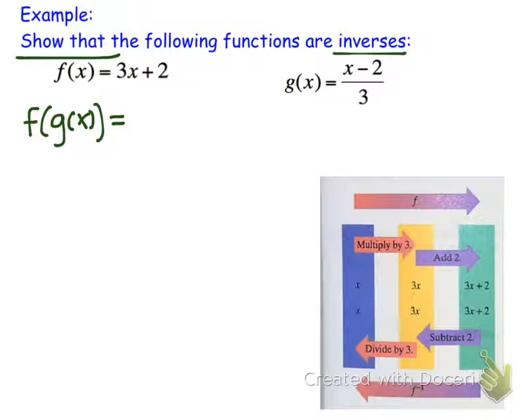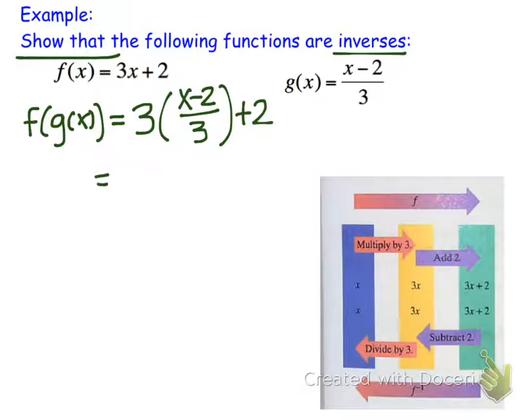Let's start with f of g of x. So we're going to take g of x and put it into the function f. So we're going to have 3 times x minus 2 over 3, plus 2. The nice thing here is that the 3 times by 3 and dividing by 3 cancel out, so we get x minus 2 plus 2, and that just equals x. Now, in this case, it works. f of g of x resulted in x. But remember, we're not finished here. We need to check it both ways.